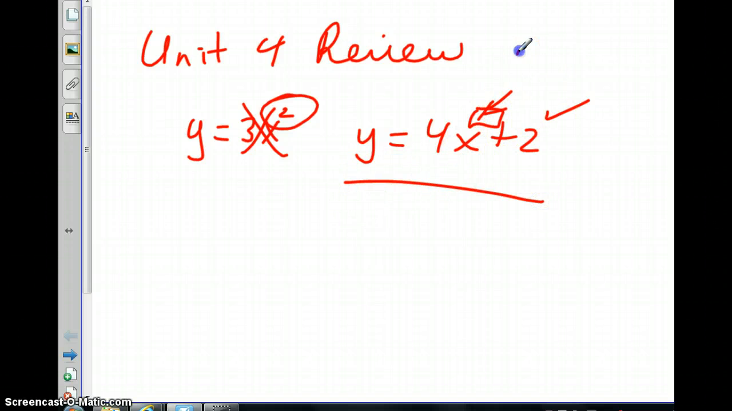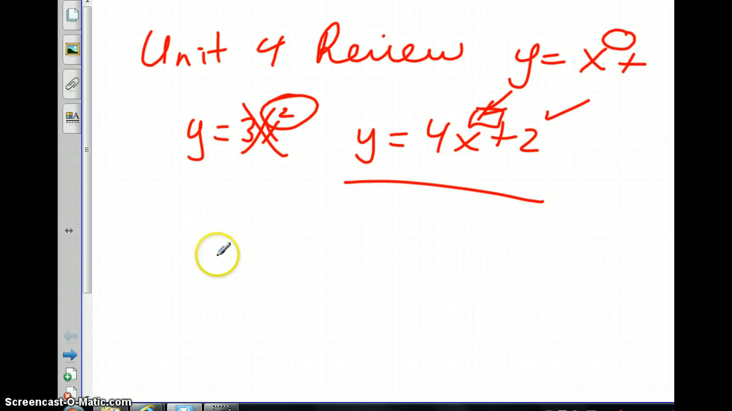Lines are set up so that you have y is equal to something x, and you can have plus this, but the biggest power on the x is 1. Okay, so that's a line. So that's linear. That's not linear.